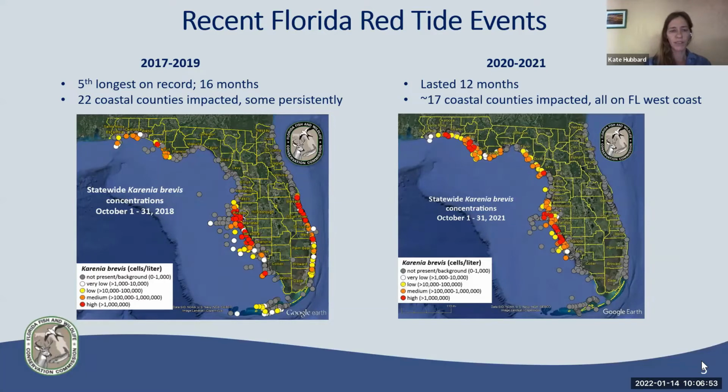On the right, we have the 2020 to 2021 event. And that impacted 17 coastal counties, and those were all on Florida's west coast. It did cause impacts along the Big Bend region, which is somewhat unusual.